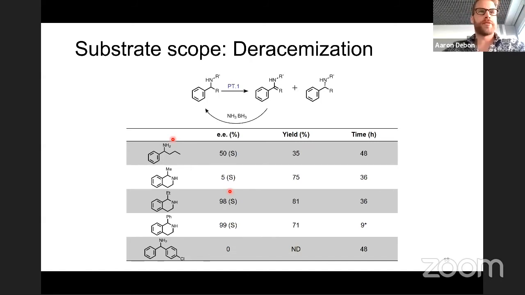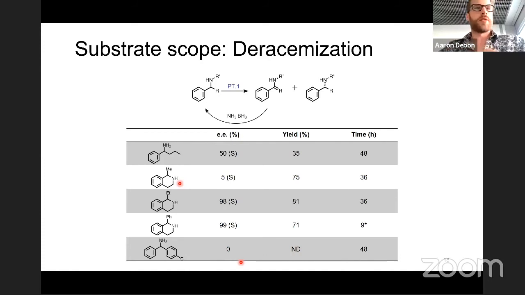For the ethyl substituted tetrahydroisoquinoline, we restore activity and also selectivity and are able to recover this at high yield and high EE. And we cannot distinguish the chlorine substituted benzhydrolamine here. We cannot distinguish a chlorine hydrogen group here.